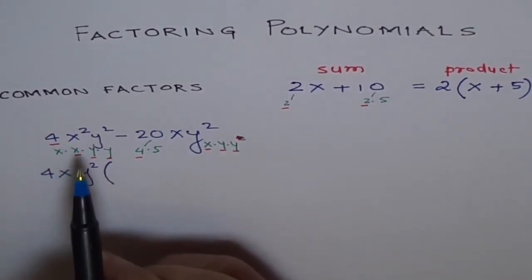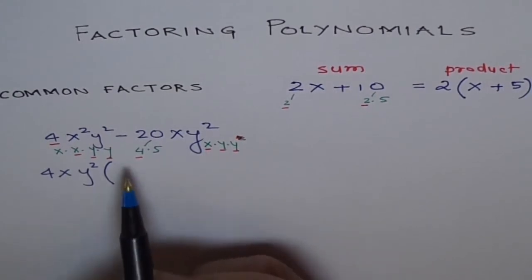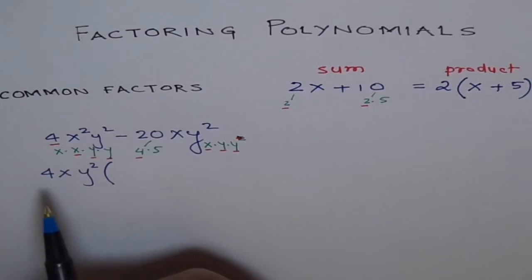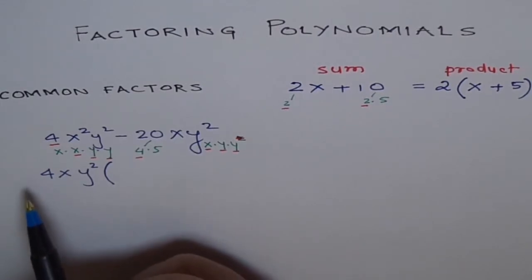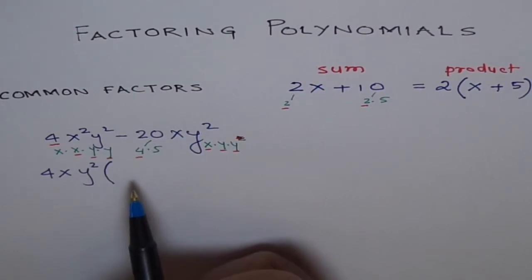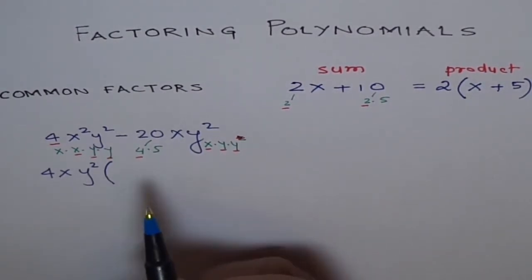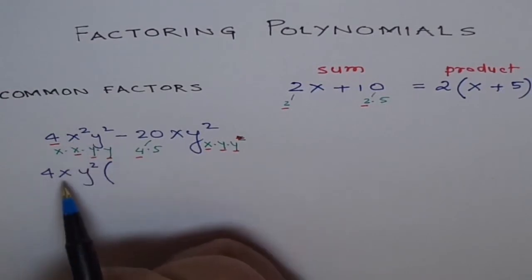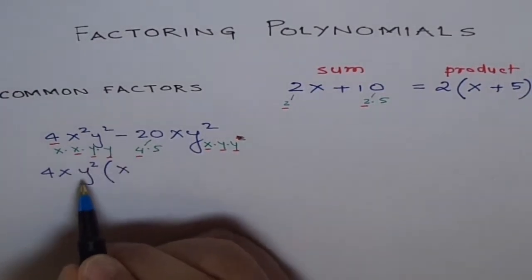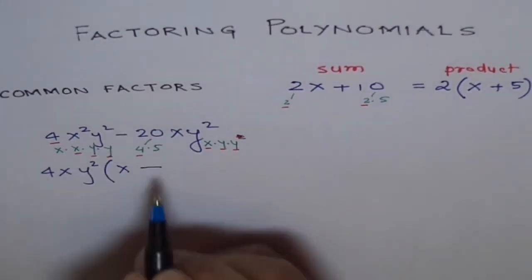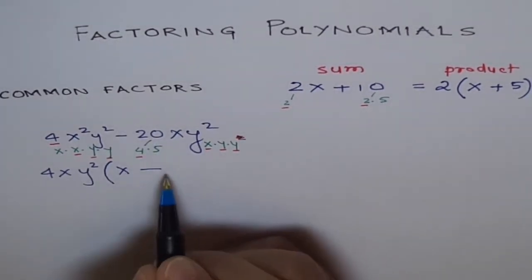Divide one by one both the terms and write inside, maintaining the sign. Why the sign is maintained? Because the common factor has a plus sign. If I take minus outside, then this sign will interchange, correct? So when you divide 4 by 4, you get 1. When you divide x square by x, you get x. Y square by y square is 1. So just x here. Minus 20 divided by 4 is 5.